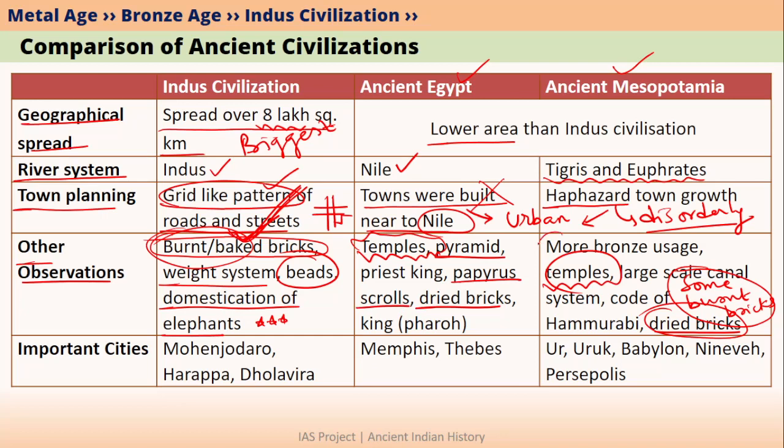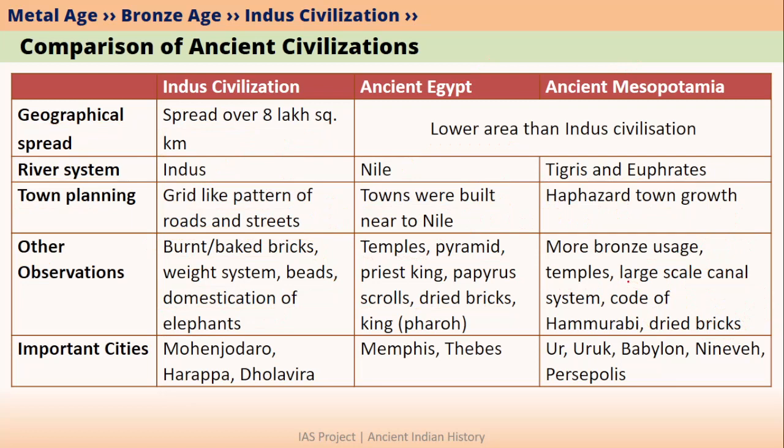Bronze was first used probably in ancient Mesopotamia. That is why ancient Mesopotamians used more bronze compared to both ancient Egypt as well as Indus civilization. So this is very important as far as ancient Mesopotamian usage of bronze is concerned. Moreover, ancient Mesopotamian people built a large-scale canal system also. This is also a very unique feature for ancient Mesopotamia.